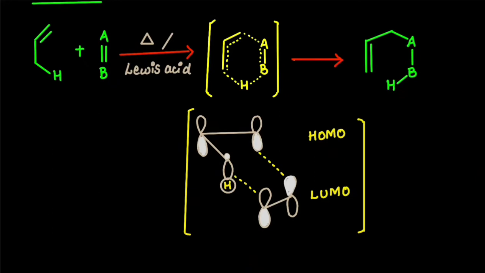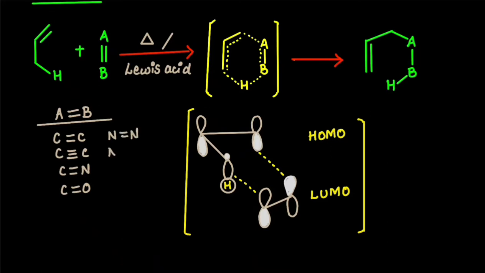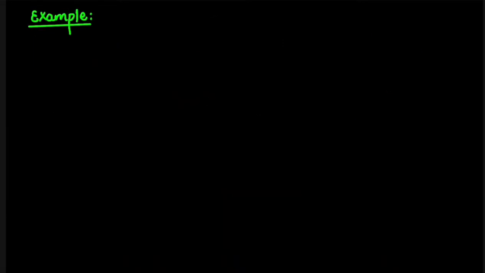Well, for the enophile, it could be a carbon to carbon bond, and unsaturation could be between carbons, or it could be between carbon and nitrogen, or carbon and oxygen, or it could be between nitrogen to nitrogen, or oxygen, and sulfur to oxygen, etc. Well, let's see an example of this reaction.